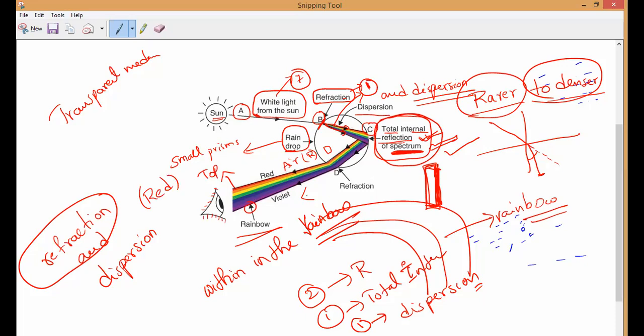You can see the violet color appears to be where? Violet color appears at the bottom. Understand? That is also important. Red color appears at the top. Violet color appears at the bottom. You can see the formation of the 7-colored rainbow in the sky. White light becomes how many colors? This is white light, and it becomes 7 colors. It consists of a mixture of 7-colored light.